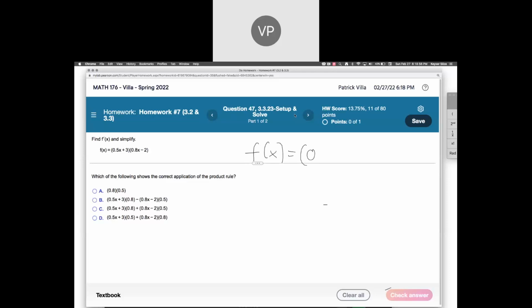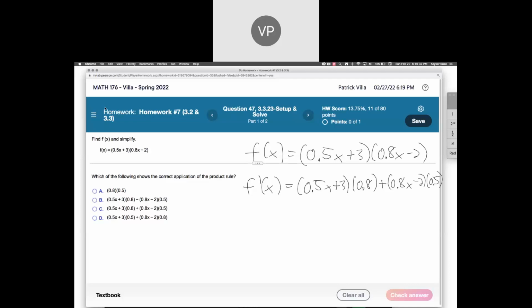So we have 0.5x plus 3, 0.8x minus 2. So once again, it's the first times the derivative of the second, which is just a 0.8. Then you add the second times the derivative of the first, which is the 0.5. Okay, now like I said, that's the derivative. That's all you have to do.